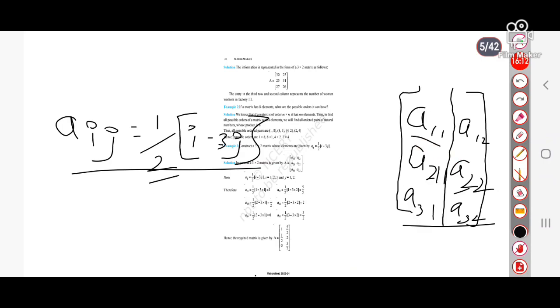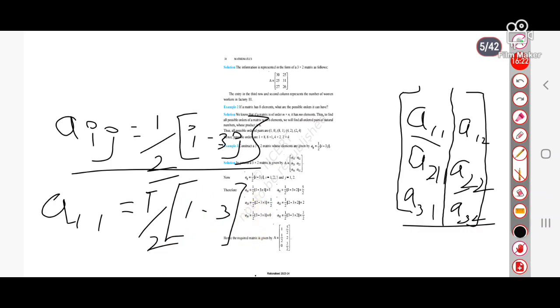First value A11: substitute I as 1 and J as 1. It's nothing but A11 is half of 1 minus 3, right? That is minus 2. Minus 2 and this 2 will cancel. The result will be minus 1, right? Okay. Now we have to substitute that value into A11. Now this will be minus 2 by 2, that is equal to minus 1, right?